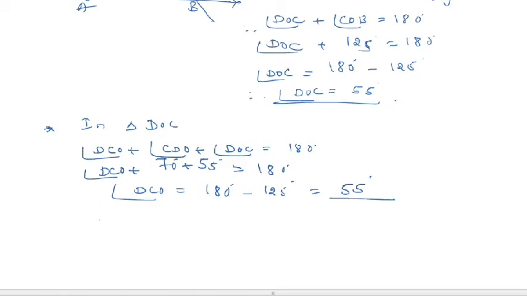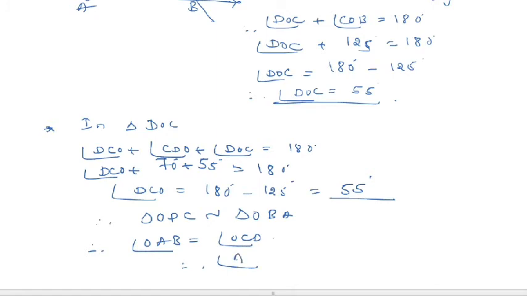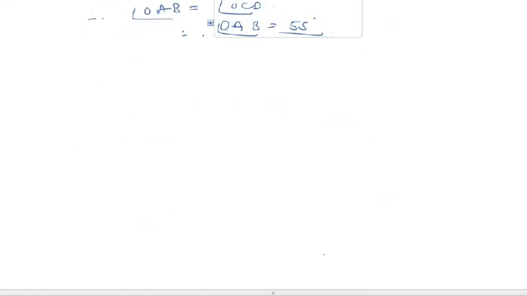Therefore, it is given that from the above we conclude triangle ODC is similar to triangle OBA. Therefore, angle OAB is equal to angle OCD. Therefore, angle OAB is equal to 55 degrees. Now, the third problem.